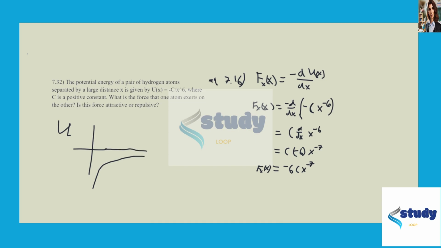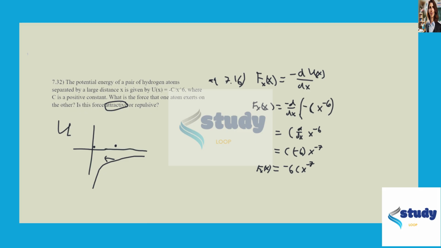And you see that the force is going to be negative, so that if one particle is fixed at this axis and another particle is here, the force is going to cause it to seek a lower energy state. So that means it's going to push it this way. So it's negative, so it's going to push it that way. So that means that this is attractive.